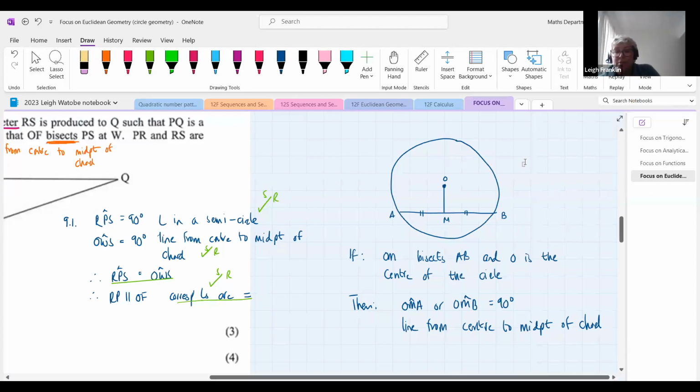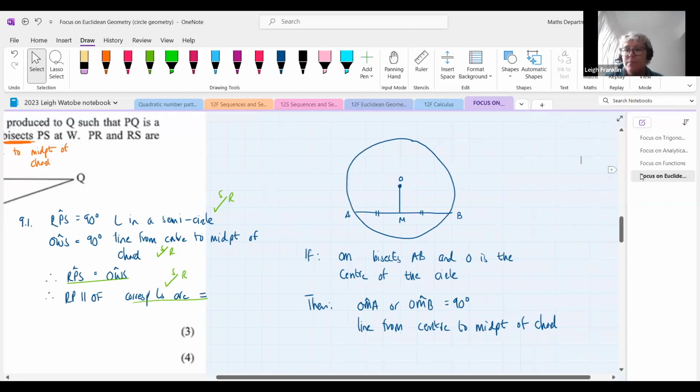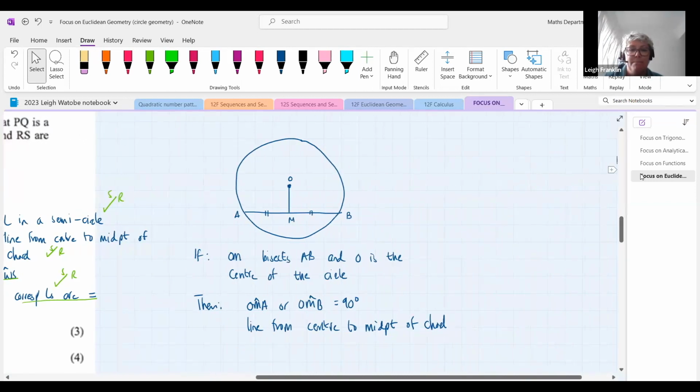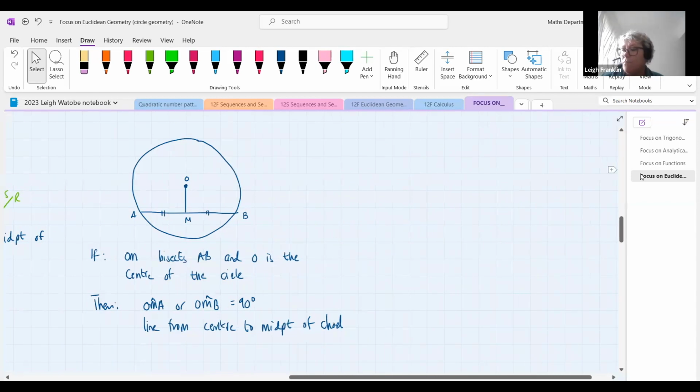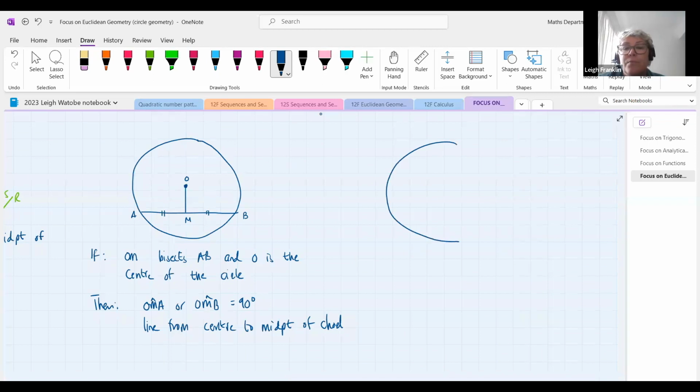Okay. The converse of this, although we don't refer to it as a converse because it's something we actually work with all the time, is the following. Let's draw another circle. Terrible circles here, but anyway, never mind. Again, O is the center of the circle. Here I have a chord. And now I'm given a 90-degree corner. So say O, A, M, B.